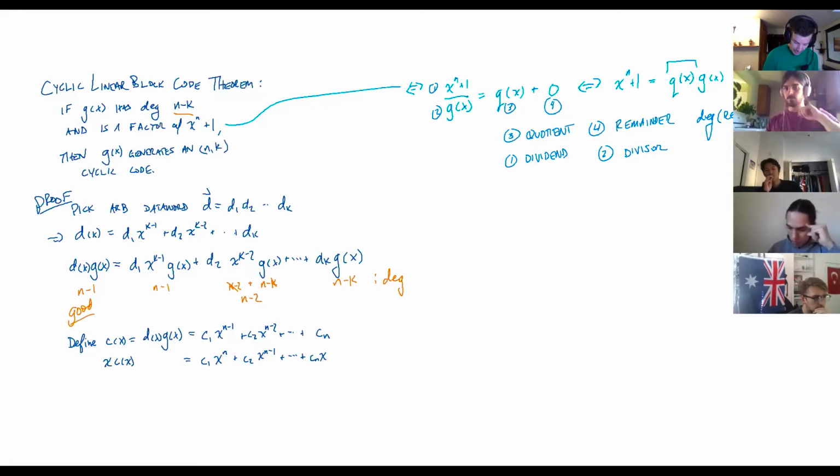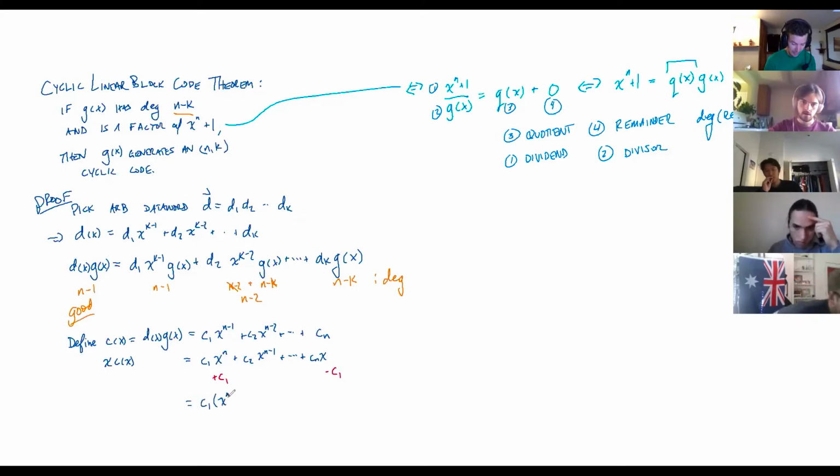And what else can I do? I can add c1 to both sides. No, I'll add and subtract c1. So I'm going to add c1 over here, and I'm going to subtract c1 over there. So I haven't changed the right-hand side at all. But what this trick allows me to do is factor a c1 out of the first two terms here.